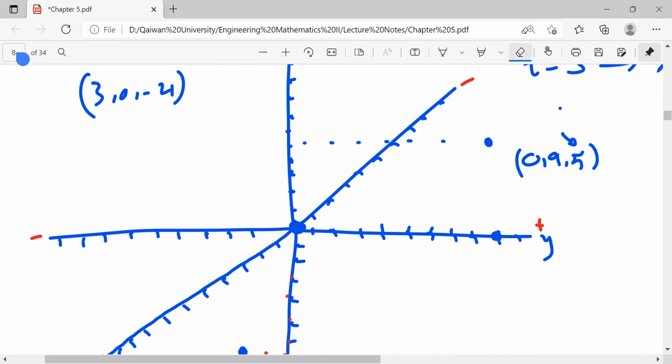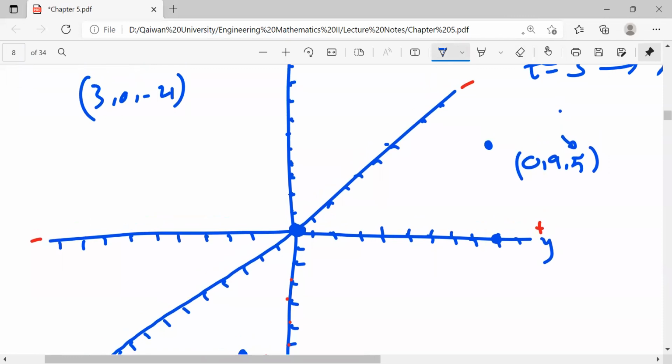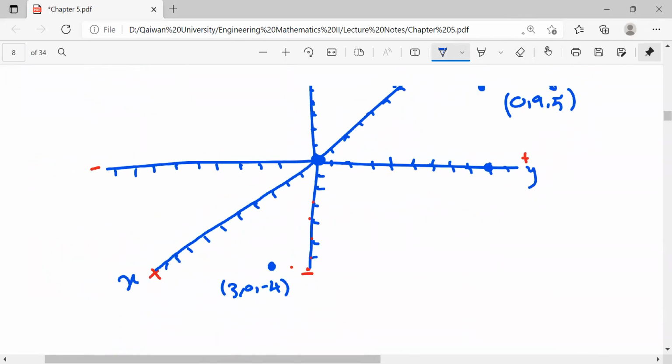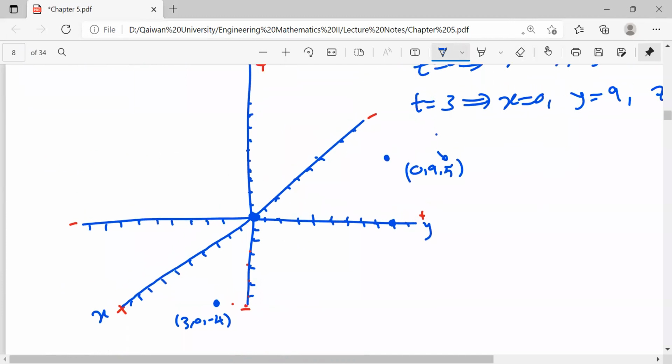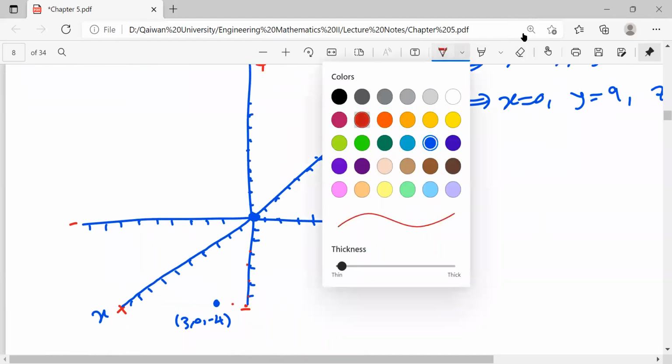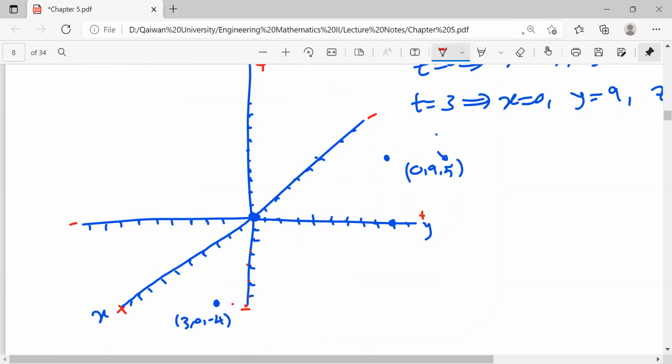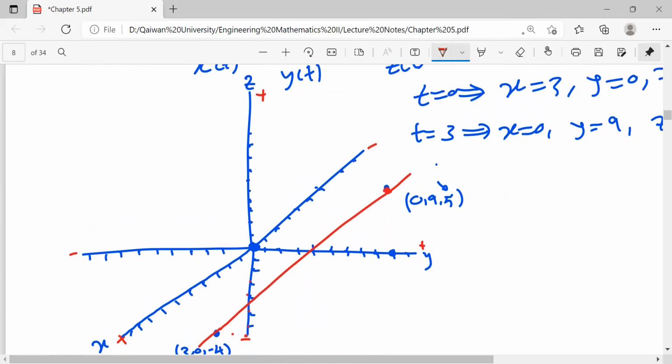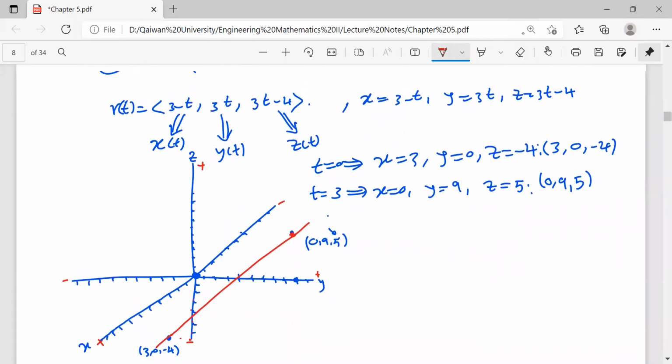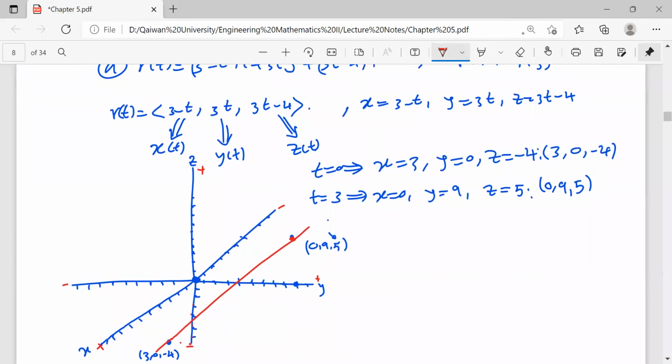So the point is this. This is the point 0, 9, and 5. Now we join these 2 points. Let's join them with a different color. This is the straight line. This is the plot of the straight line.